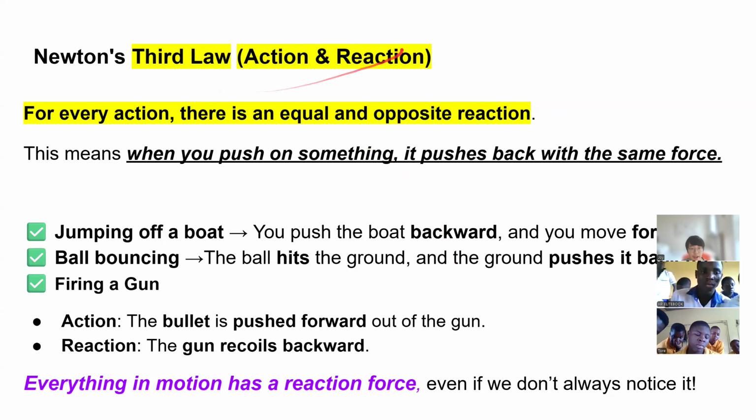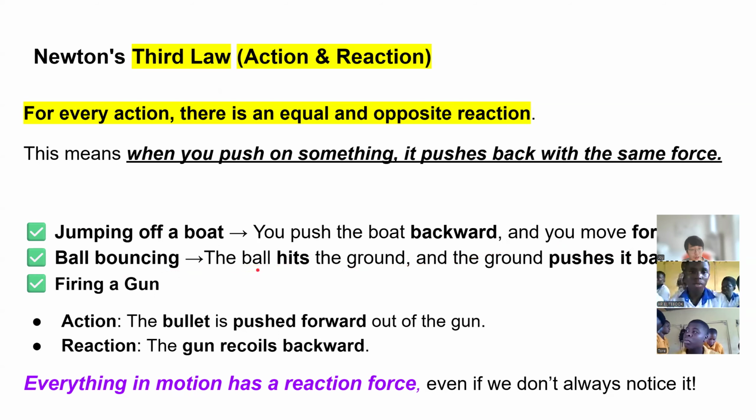The third law is the action and reaction. So for every action, there is an equal and opposite reaction. This means when you push on something, it pushes back with the same force. An example is jumping off the boat. So you're pushing the boat backwards and you're moving forward. So there's this action and reaction. The action is moving forward, the reaction is pushing the boat backwards.